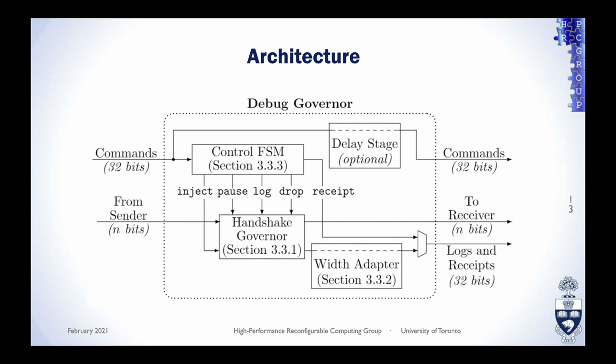This diagram shows the internals of a debug governor. A control FSM listens to commands and activates control inputs. A width adapter forces logs to be 32 bits wide. This allows you to debug many different streams and still keeps the interconnect simple.